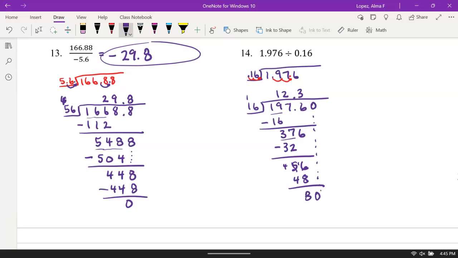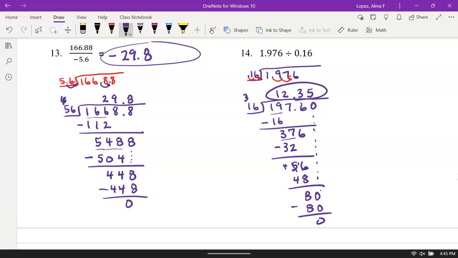You can always add. And because I happen to know 16 goes into 80 5 times. 5 times 6 is 30. And then 5 times 1 is 5, plus 3 more is 8. Done. And my answer, positive divided by a positive, is a positive 12.35. We'll see that adding a 0 at the end again in just a little bit.